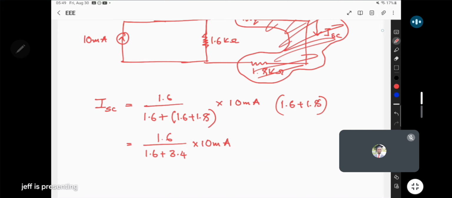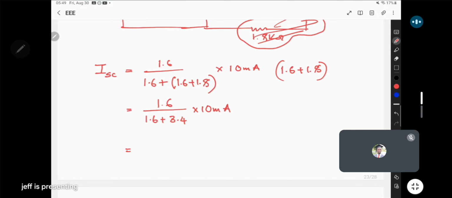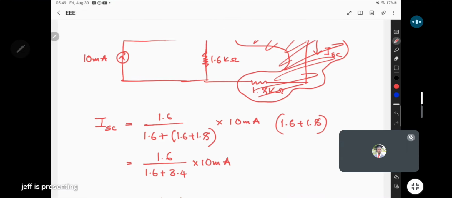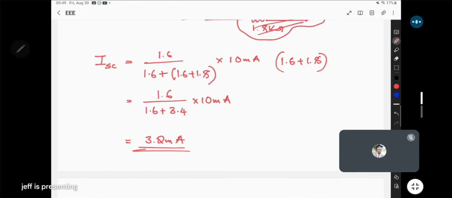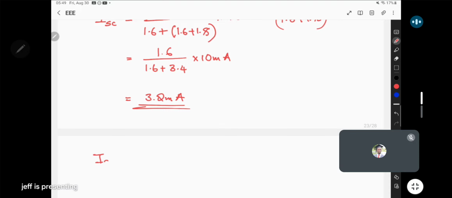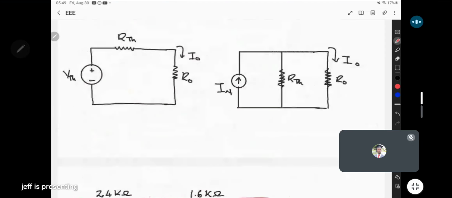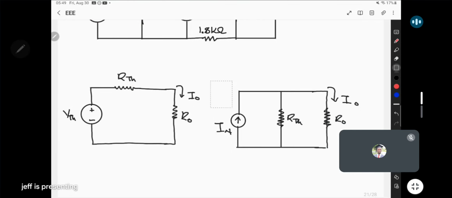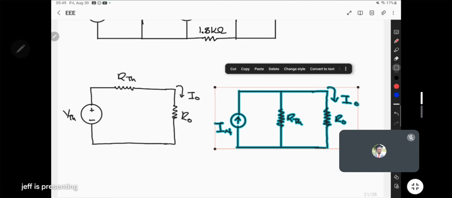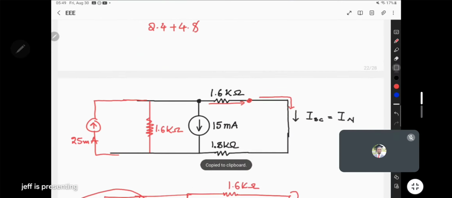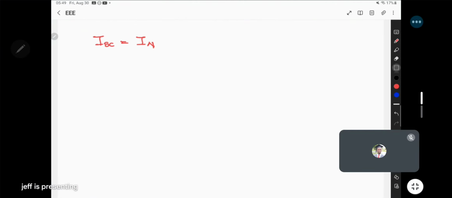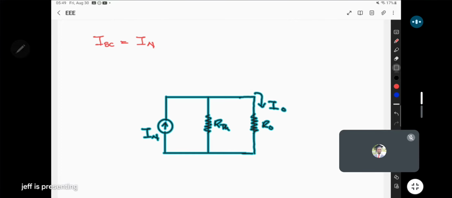Then what will be the final solution here? So here we get 3.2 milliamps as our I short circuit. What does that imply? Our I short circuit has come out as 3.2. Remember, our I short circuit was the same as our I Norton. And since we now have our I Norton, we can go back to Norton's circuit. So we can now create our Norton circuit. So for this circuit, I Norton is 3.2 milliamps.